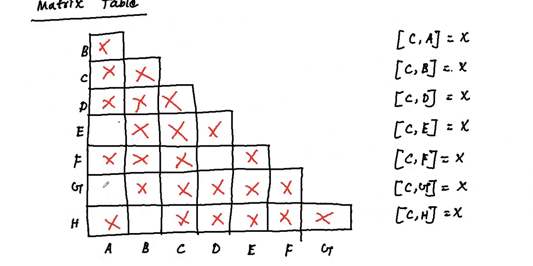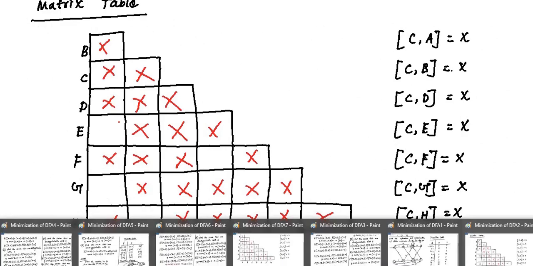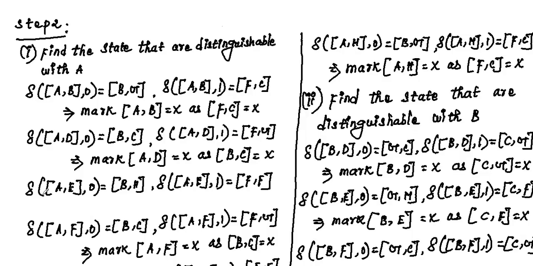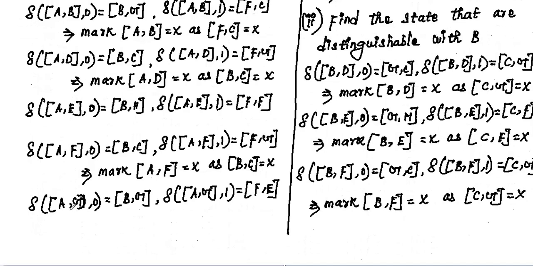Then next one, AG. AG means first step. The second step, first division. AG and inputs are 0, 1. The answers are BG, FE. BG means distinguishable with B. BG.